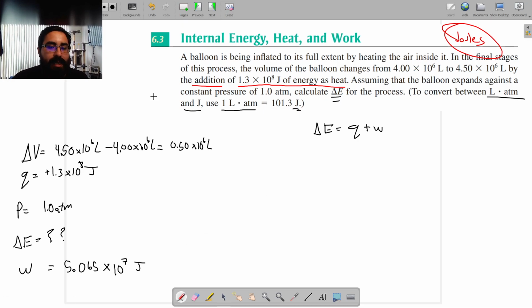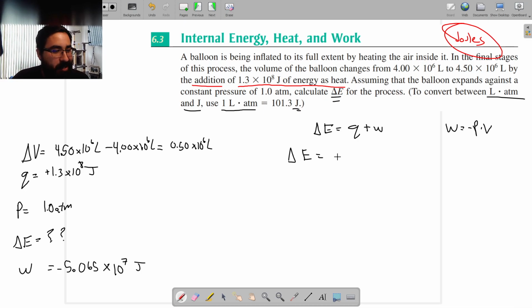So our delta E, work is equal to negative P times V. My V was positive. My P was positive. I should have negative work. I messed up with my symbol. All right? But never forget, don't do what I do.